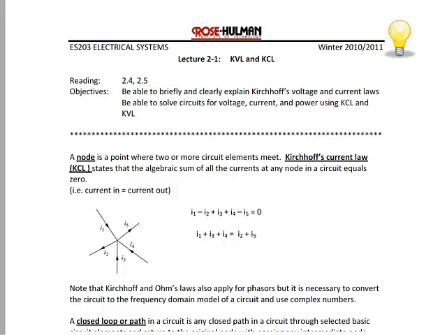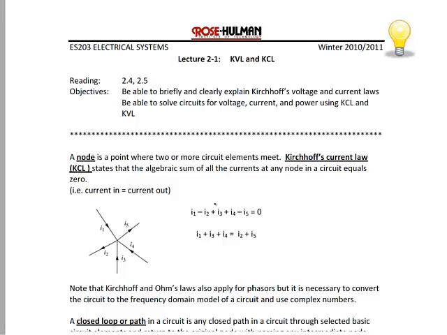Our first lecture of week 2 will discuss Kirchhoff's voltage and current laws. This is from sections 2.4 and 2.5 of your textbook. What we will do today is define these laws as well as use them to find voltage, current, and power in circuits and confirm that circuits obey the law of conservation of energy.